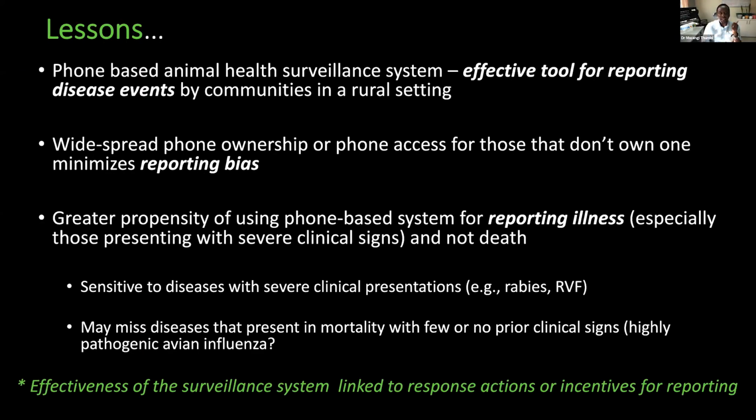So in summary, for the phone-based animal health surveillance system, we found it's a really effective tool for reporting disease events by communities. That widespread phone ownership or phone access means that you need not worry about reporting bias. But importantly, there was greater propensity of using phone-based systems for reporting illness, especially for those presenting with severe clinical signs, compared to something like death. Which means if you were to interpret that, this method is sensitive for diseases like rabies and RVF, but may not be sensitive for those that just present with death without prior clinical signs, like what you'd see with poultry.